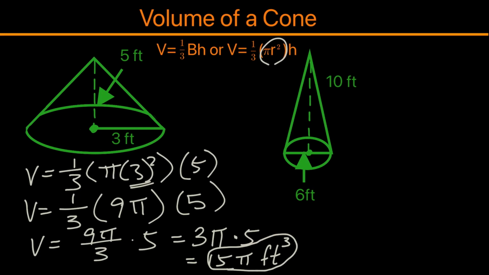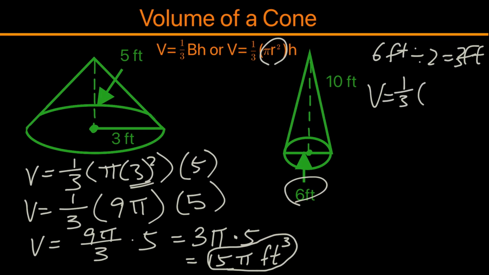For the second example, we have a diameter of 6 feet. So we need to first convert the diameter to radius. So we would take 6 feet, divide that by 2, and that gave us 3 feet. Now that we have the radius, we can plug in the formula. Volume equals 1/3 times pi r, which is 3 feet, squared. Then we want to times by height, which is 10 feet.